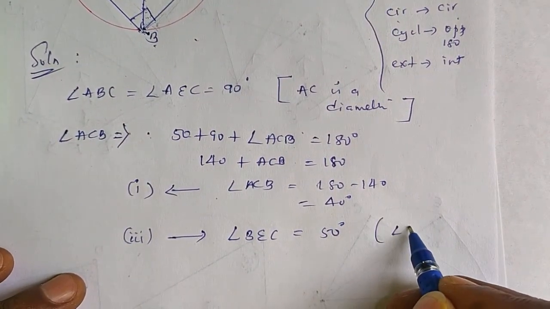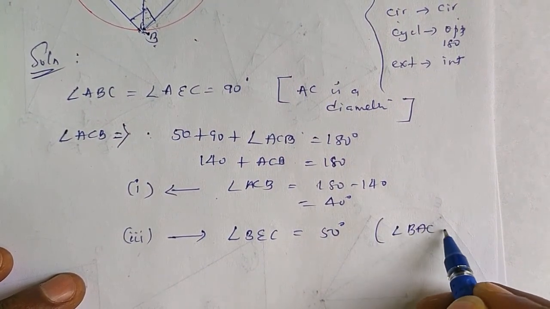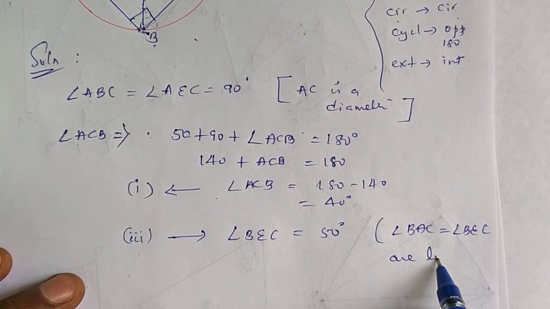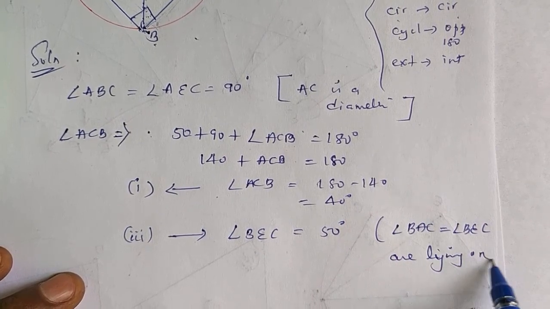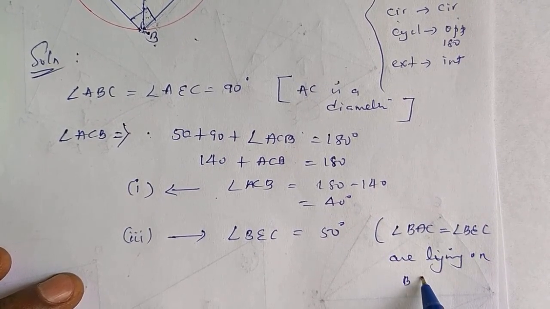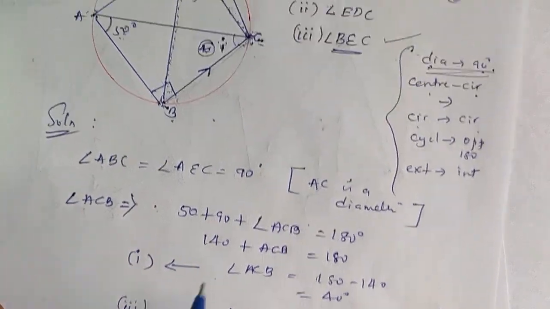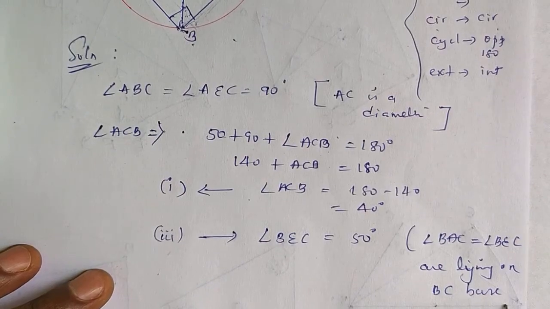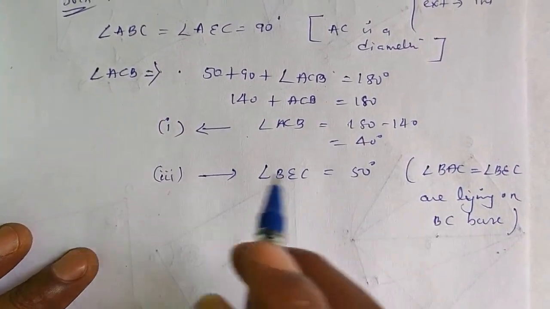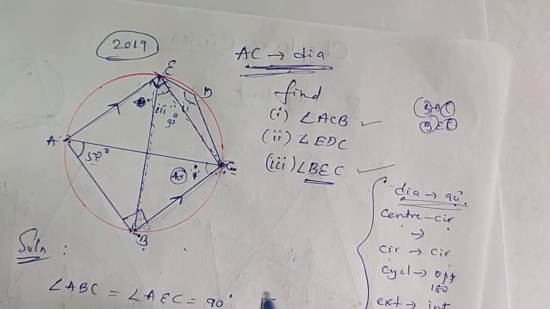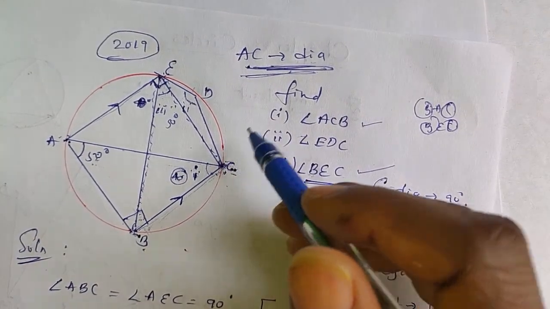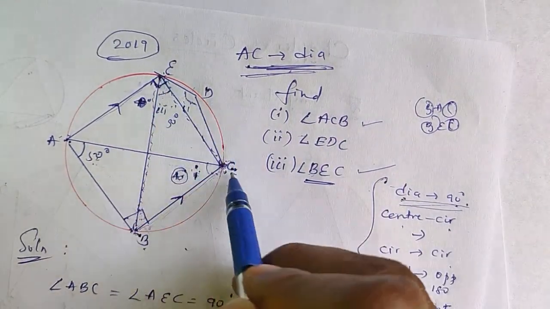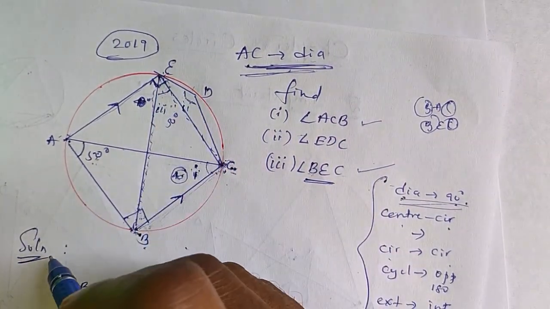Because angle BAC is equal to angle BEC, both lying on BC base. Angle BAC and BEC both are lying on BC base. Therefore, both are equal. Third angle also I got. Now the angle 2 is the question. Once we get angle 2, the problem finishes. That is angle EDC. This angle you need to find out.